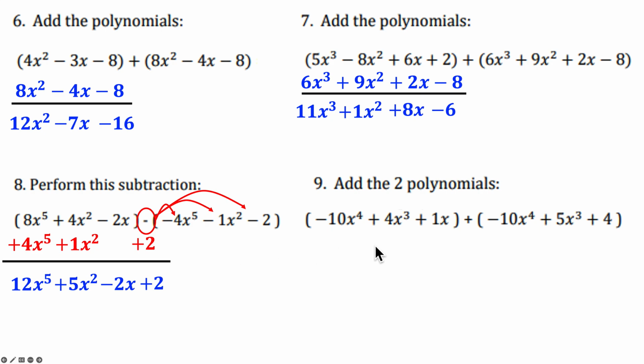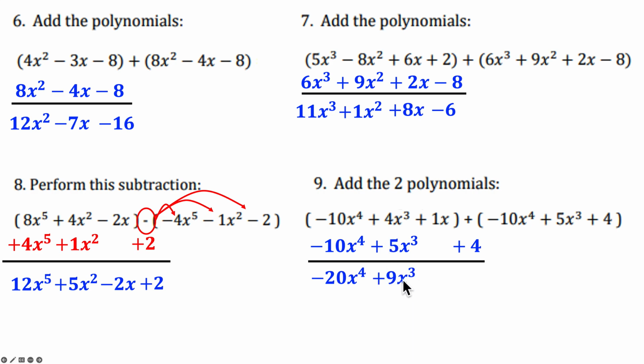Number 9, adding the two polynomials. It's a plus sign. Line everybody up. Minus 10x to the 4th plus 5x cubed. Plus 4 doesn't match with the 1x, so we're going to bump it over to the right a little bit. Combine our like terms. We're going to get negative 20x to the 4th, 4 plus 5, plus 9x to the 3rd, drop down the 1 plus 1x, drop down the plus 4.